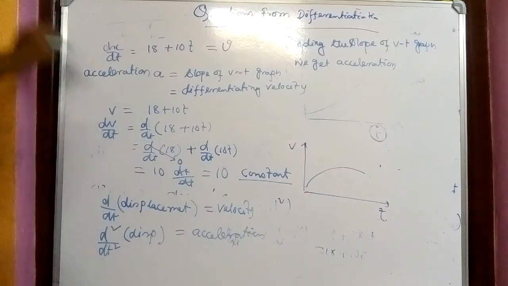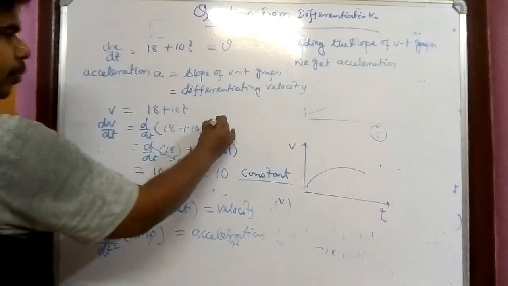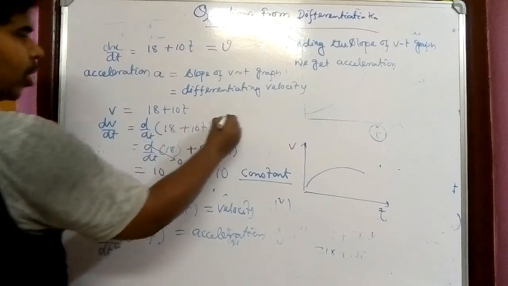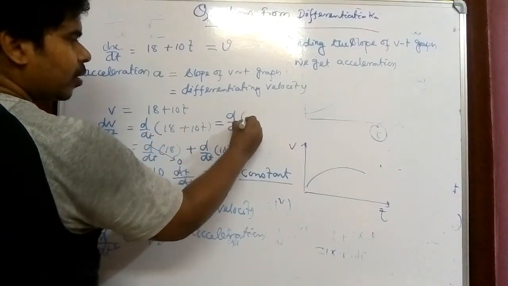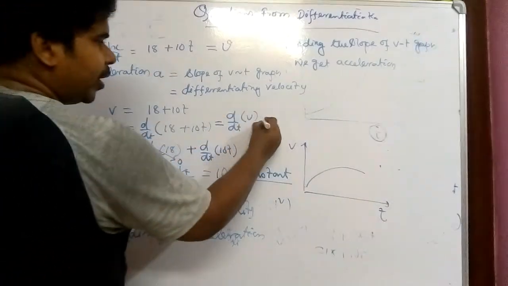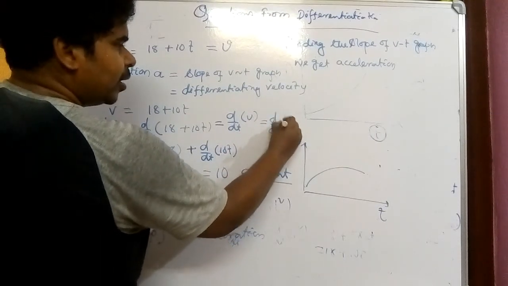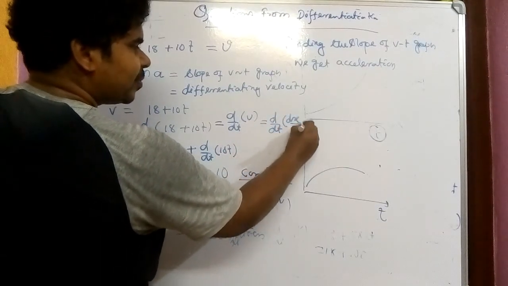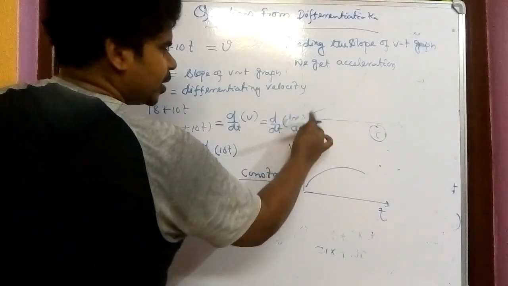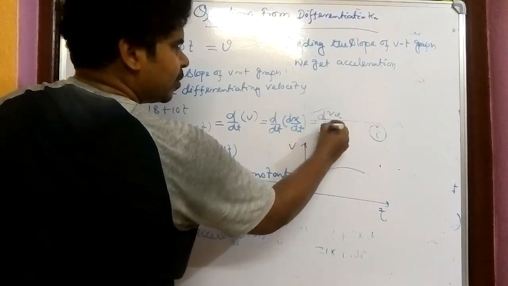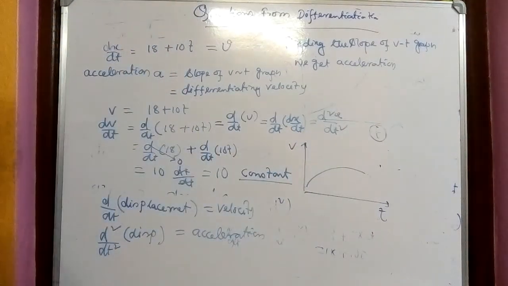Why am I writing it? dv by dt can be represented by d/dt of v. This v can be written as d/dt of dx by dt, and that means it is d2x by dt2. Okay, so if I differentiate the displacement once, I'll get velocity. If I differentiate twice the displacement, I'll get acceleration.